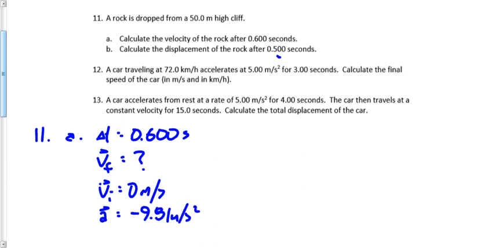Do I know the displacement? No, I do not know the displacement. Does it say this rock falls 50 meters? No. Just because the height of this cliff is 50 meters, it doesn't mean it's fallen 50 meters after 0.6 seconds. Does that make sense? We do not know the displacement here. If it said the rock fell and hit the water or the ground below, then D would be negative 50 meters, but we don't know that here.